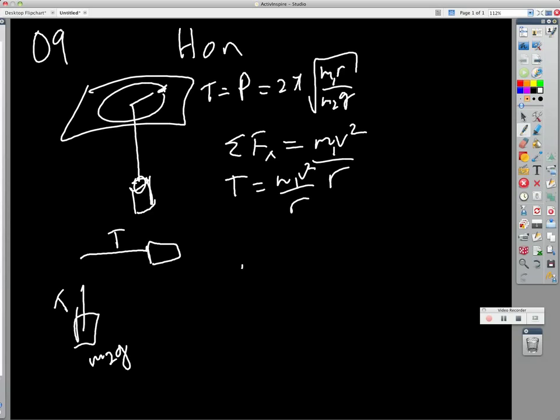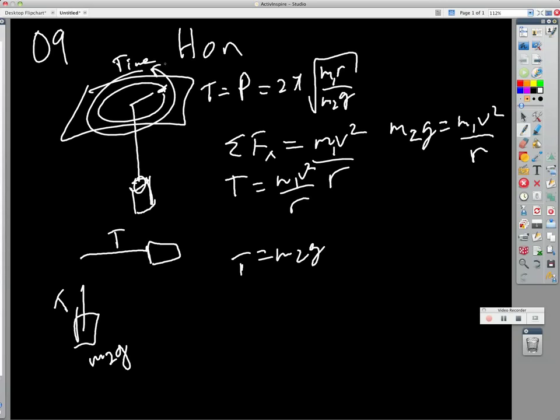And then down here, T is equal to m2g. So we can say m2g is equal to m1 v squared over r. And then the question is, what is the period? And the period is the time it takes to go around once, right? Okay, so that time it takes to go around once, velocity is going to equal circumference divided by period. So does that make sense? Velocity is circumference divided by period.